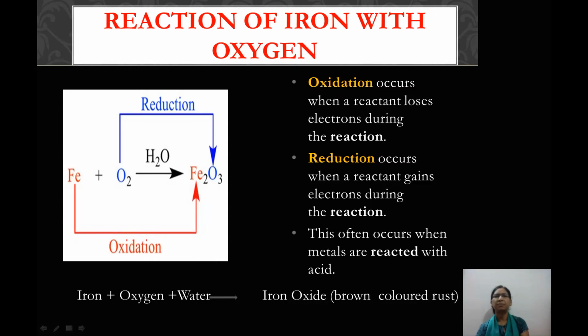Oxidation occurs when a reactant loses electrons during the reaction, and reduction occurs when a reactant gains electrons during the reaction. This often occurs when metals are reacted with acids. Here is the reaction. Iron reacts with oxygen and water to form iron oxide, which is a brown colored rust.